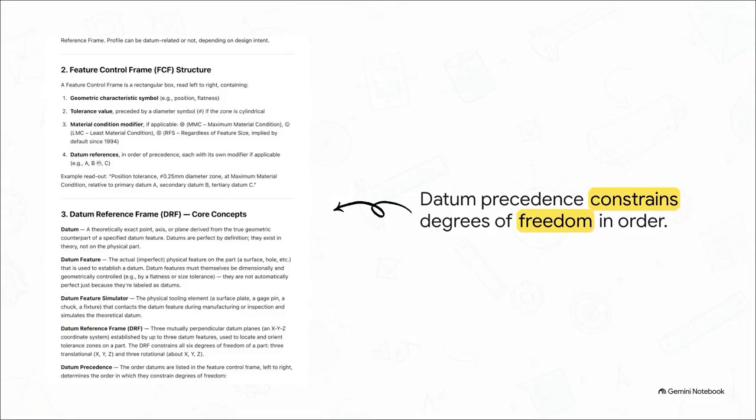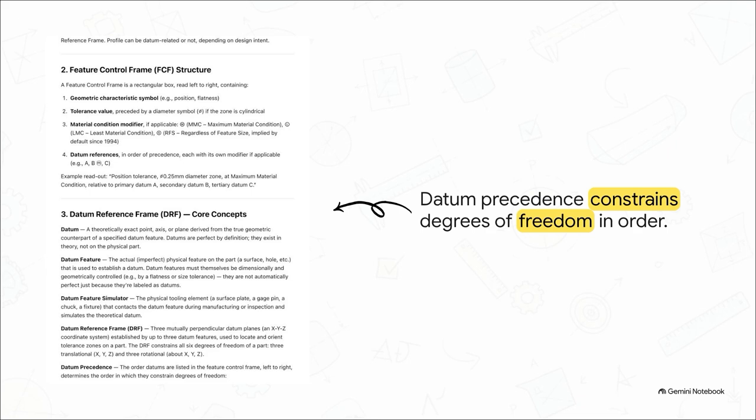Moving over to the datums, we need to verify our precedents. Look at how our datums constrain this particular part. Our primary datum makes contact at a minimum of 3 points, establishing that first plane and stripping away 3 degrees of freedom right off the bat. Then, our secondary datum contacts at a minimum of 2 points, knocking out 2 more degrees.